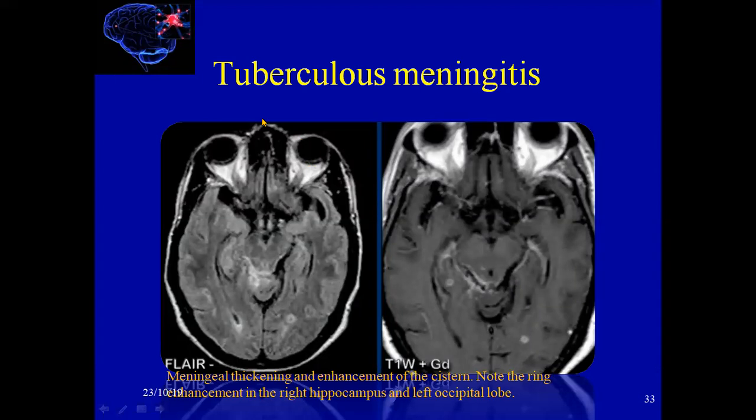TB, or tuberculosis, meningitis: meningeal thickening and enhancement of the cistern is the most commonly seen picture of TB. As we can also see here, there are some small rings in the right hippocampal and also left occipital sides.